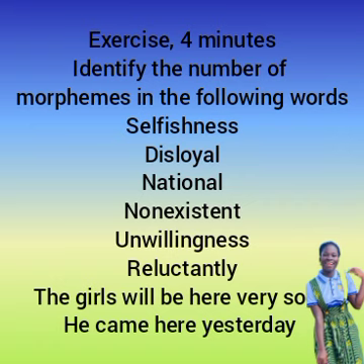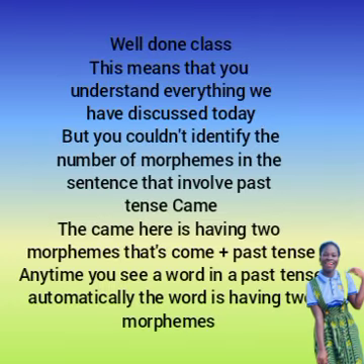It's very simple. By now, I hope almost all of you are done doing it. Well done, class. This means that you understand everything we've discussed today. But you couldn't identify the number of morphemes in the sentence that involved past tense. Came. The word came is having 2 morphemes. That is come plus past tense.